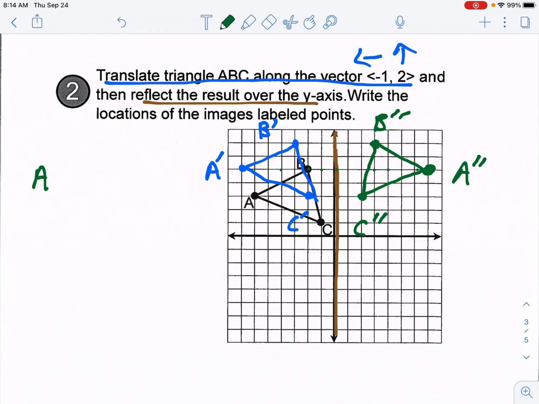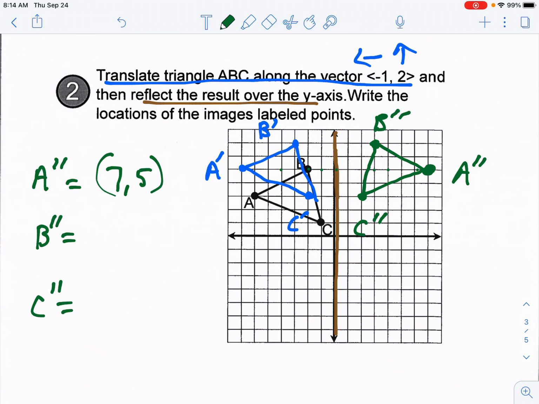Now remember, our goal is to list the final coordinates. So we are going to list A double prime, B double prime, and C double prime ordered pairs right now. If I go back to 0, 0, A double prime is 1, 2, 3, 4, 5, 6, 7 over, 1, 2, 3, 4, 5 up. So we're at 7, 5.